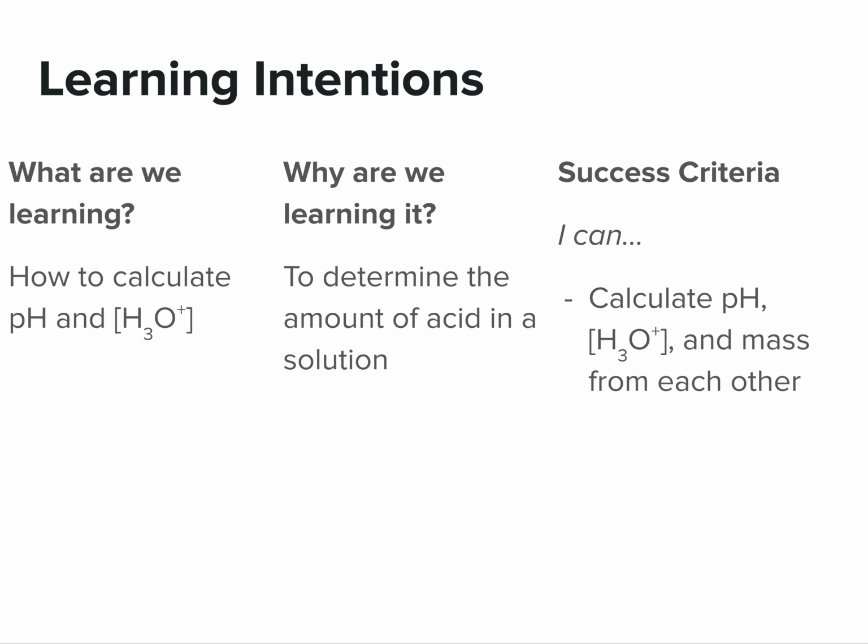Today we're learning how to calculate pH and hydronium ion concentration. The reason that we are learning this is that we want to be able to determine how much acid is in a solution, and our success criteria is being able to calculate pH, hydronium ion concentration, and mass from each other.